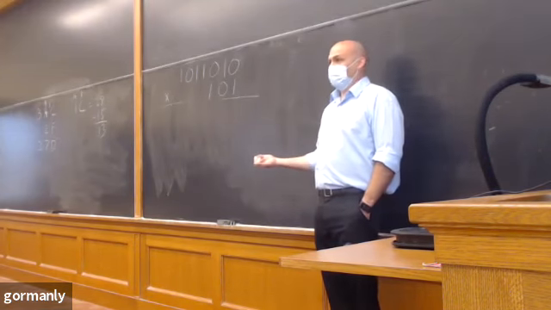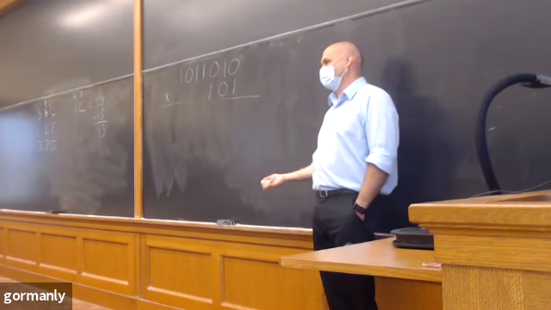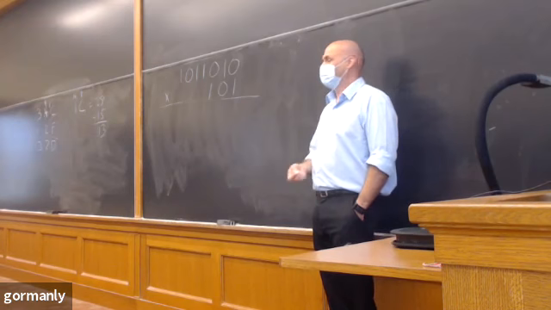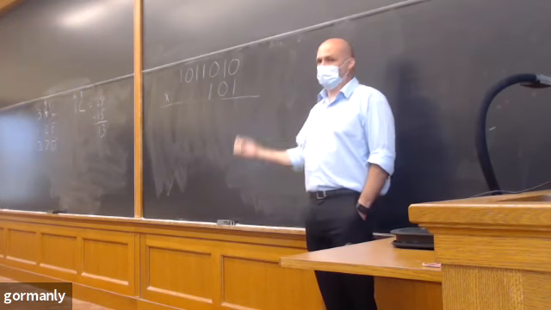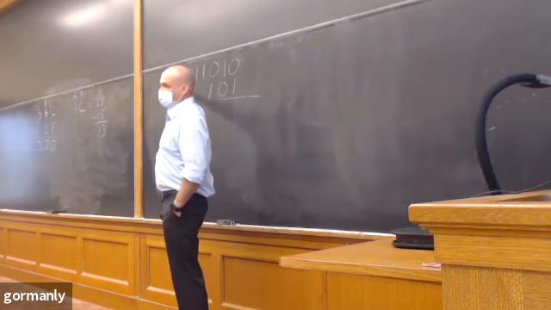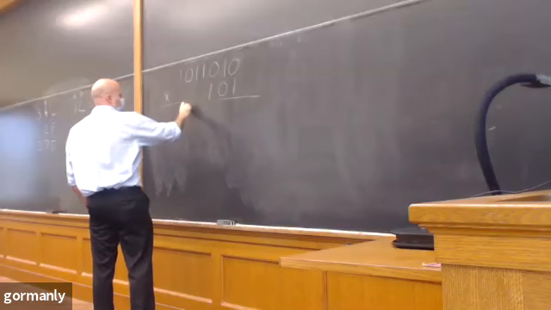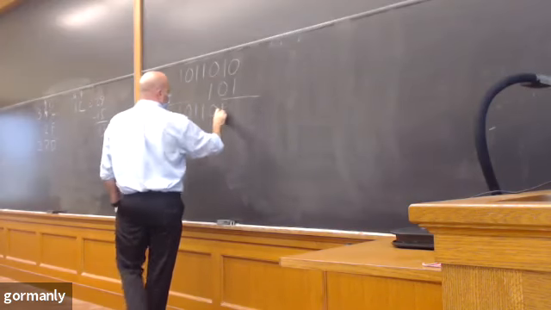What is anything times 1? Itself. What is anything times 0? 0. Multiplication of binary is super simple. If I have a 1 here, my answer for this first row is what I have, right? So 1, 0, 1, 1, 0, 1, 0.